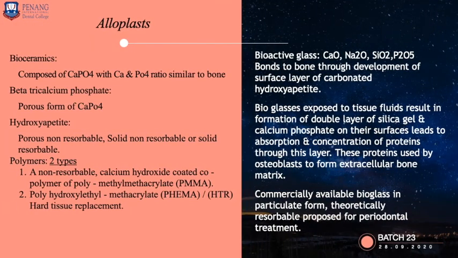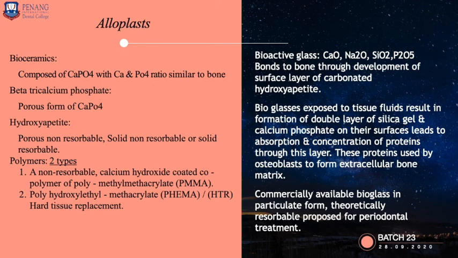Bioceramics, for example, are mainly composed of calcium phosphate, with a ratio of calcium and phosphate similar to that of bone, the inorganic component of bone. Basically the inorganic component of bone is composed of calcium and phosphate. So we try to create materials which can mimic the inorganic component of the bone so that it can be replaced by the inner bone cells and helps in regeneration.